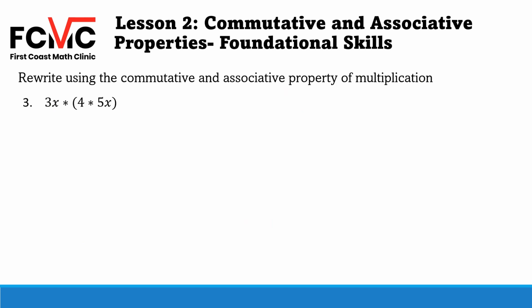For number 3, let's rewrite this using the commutative and associative properties of multiplication. So we've got 3 times quantity 4 times 5x. So let's use our commutative property first. So I'm just going to rewrite this as 3 times 5x, or 3x times 5x times 4. So in parentheses. Then using our associative property, I want to group the 3x and the 5x together. So we can change our parentheses. So we've got 3x times 5x, and then outside the parentheses is going to be the times 4.